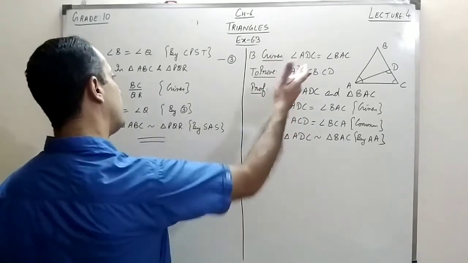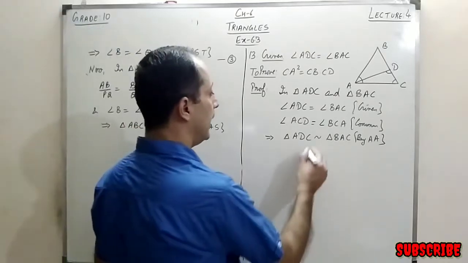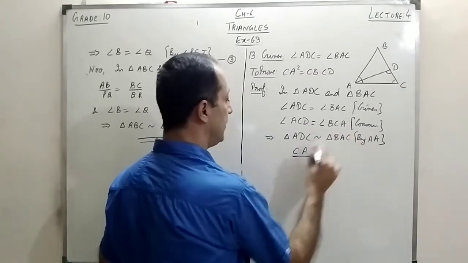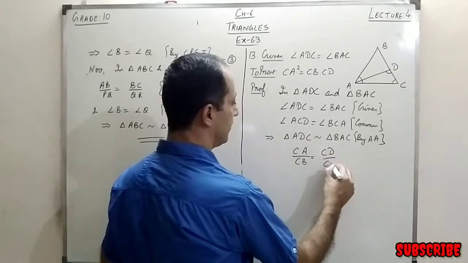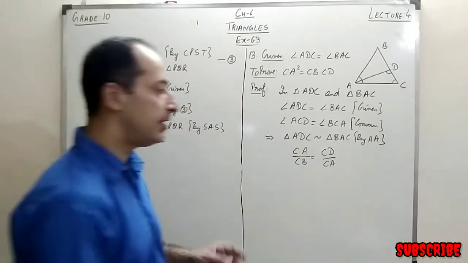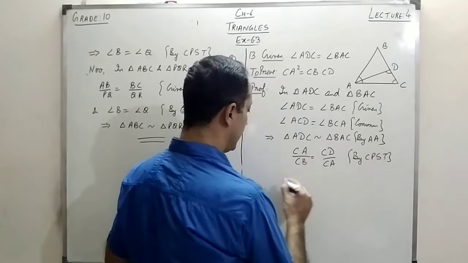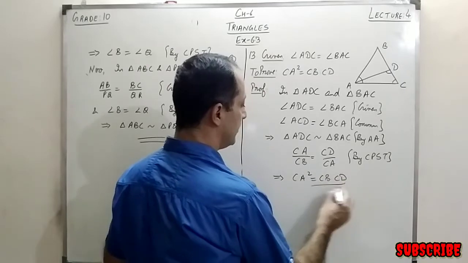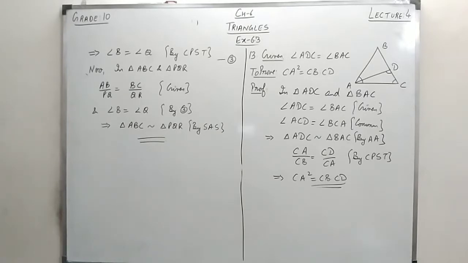Now what next? I have to prove this thing. It means as we go backward, which I explained to you earlier, I have to see CA from here. If CA is from here, it will be CB from here. Then I take CD from here and CA from here. And what is the reason we write? We write it as by CPCT. This means if we cross multiply, CA square is equal to CB into CD. So this is how we can arrive at the proof. So we have to prove something, we have to go backward to check out what we require, right?